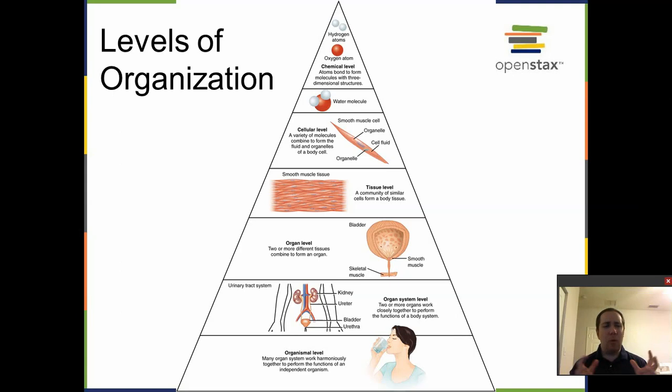If we take that organism, we can break it down into parts. And those are organ systems. Each organ system has a function, and multiple organ systems come together to complete all of the functions needed for an organism to live. An example, what we're looking at here, is the urinary tract system or the renal system. The kidneys filter the blood to create urine, which goes through the ureter into the bladder and out the urethra. That is the renal system.